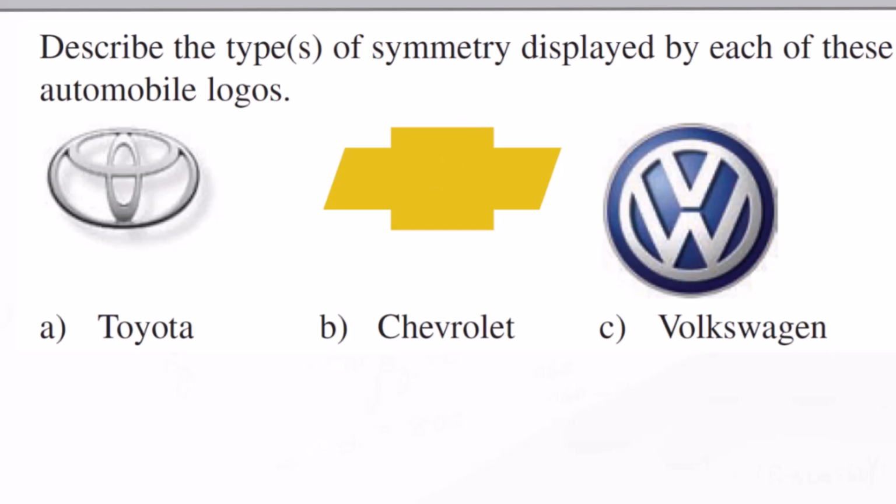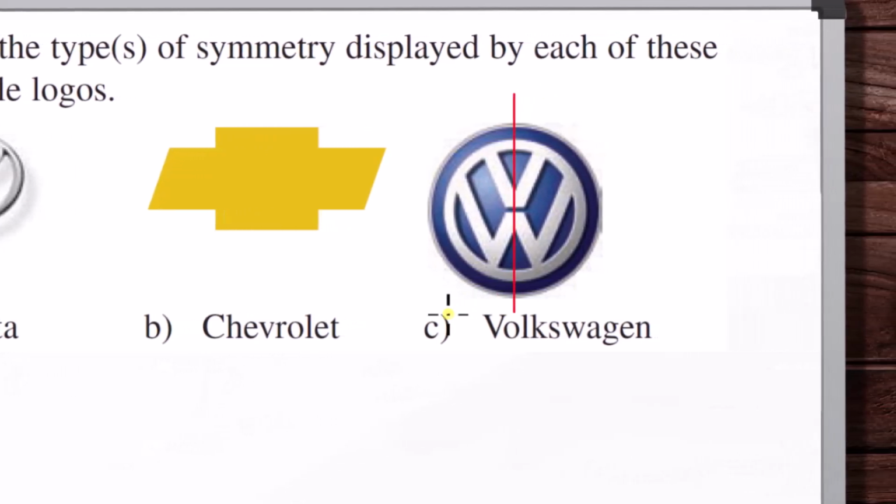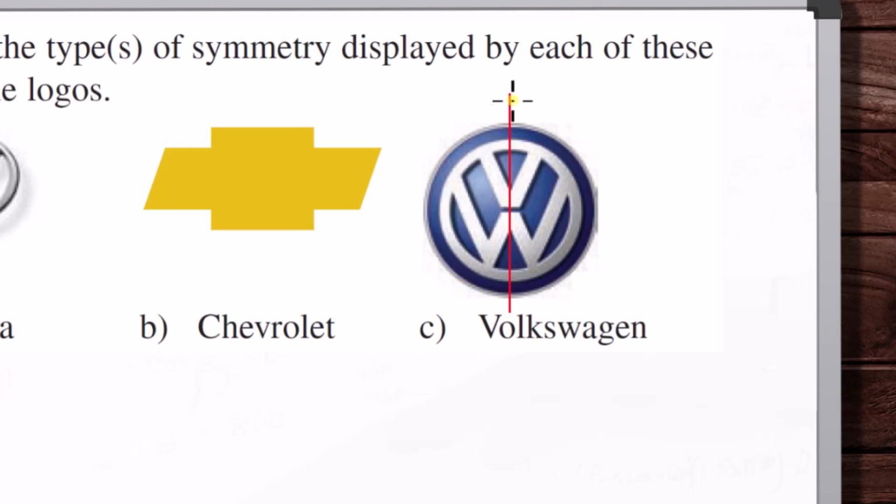All right, now what about Volkswagen? Looks like it has a line symmetry right down the center. It looks like that's the only line symmetry. What about, does it have point symmetry? It would be right in the middle there. And looks like yes. Yes, interesting. We can find a corresponding point relative to this center point here for any point on the logo.